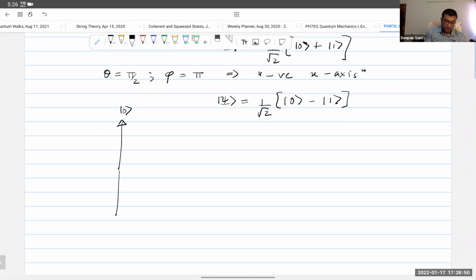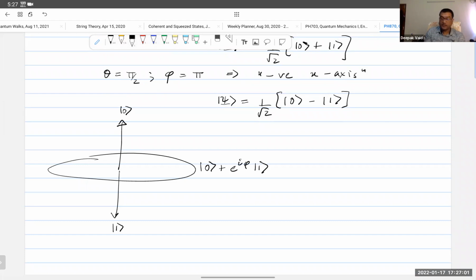All right. So this is our description of the state space. This is |0>. This is |1>. Any point here is |0> plus e to the I phi |1>. And then as you vary theta, that varies the relative amplitude of the two coefficients alpha and beta. Okay.